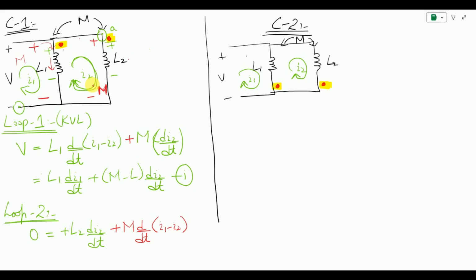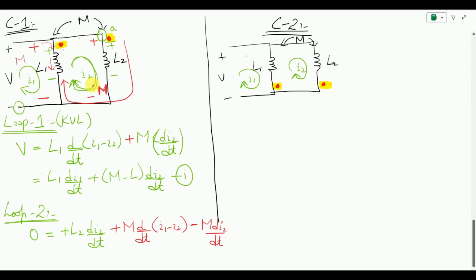So current I1 is the current going through branch L1, which is between two loops. So here the current will be d(I1 minus I2) by dt. Now I have started from here, I have moved, and now I'm going to enter over here. Here the first thing I encounter is negative M di1 by dt. And this is di2, because it was the effect coming from there, di2 by dt.